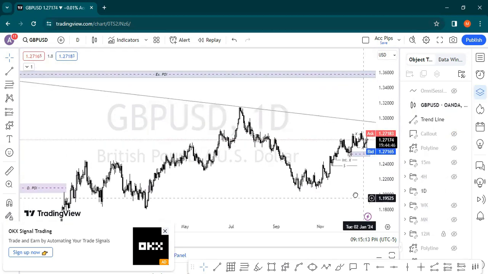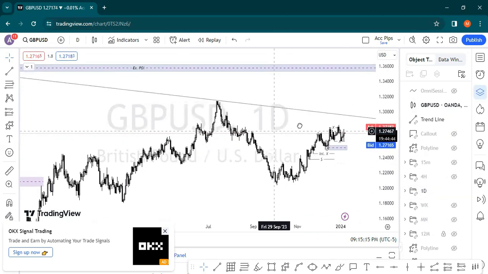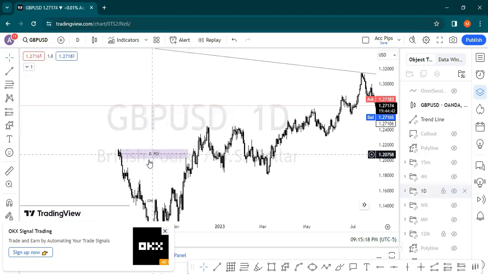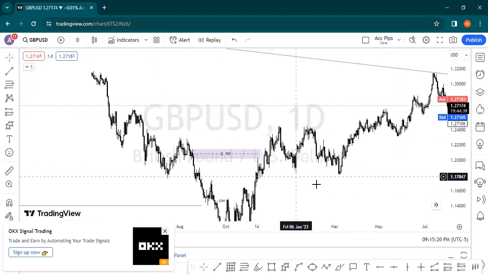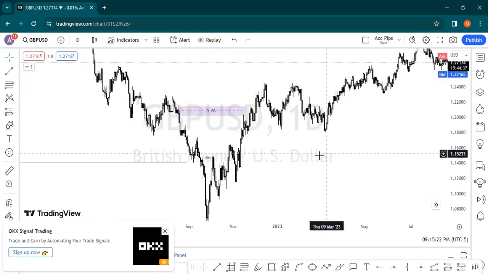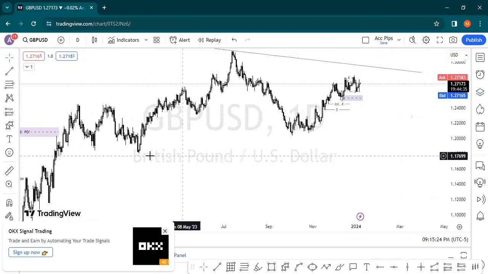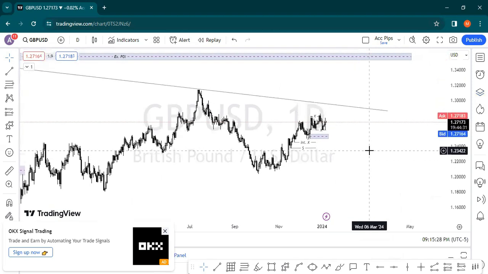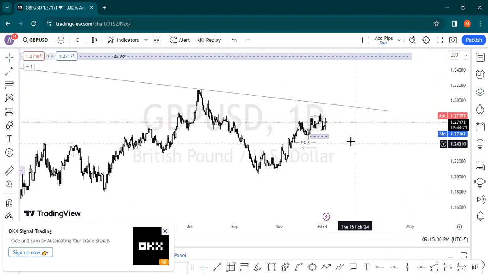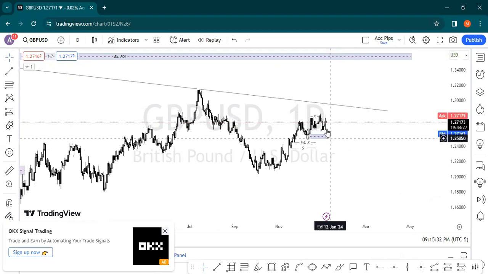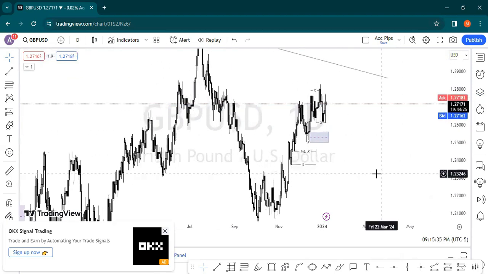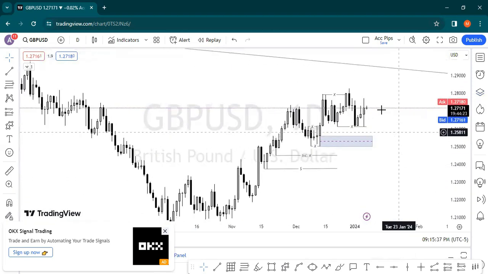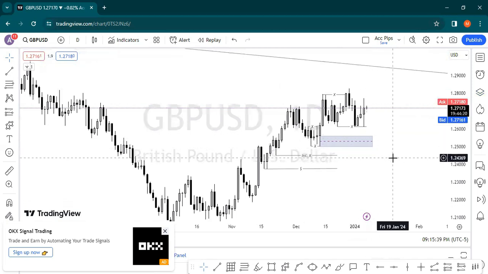Good. Let's work with the daily. So daily also violated its decisional OB over here. As you can see, the decisional OB has been violated, and we have been trading off the internal structure over here on the daily time frame. So that is why I'm expecting price to push down, price to push down into this zone here.